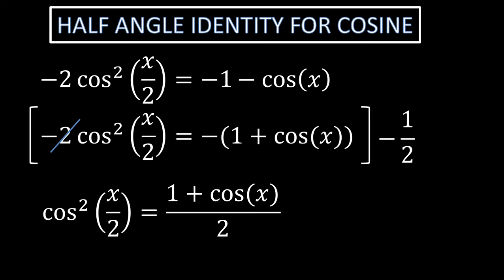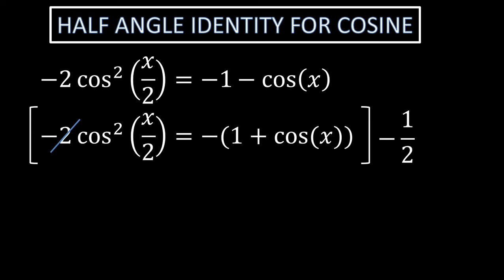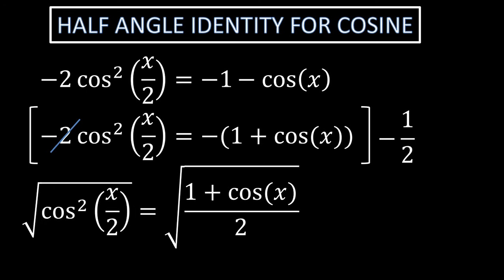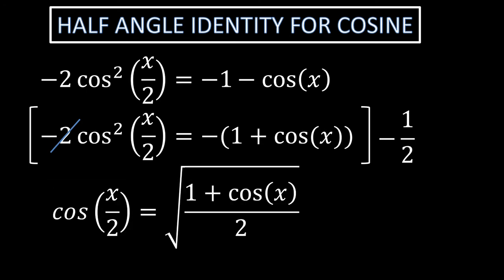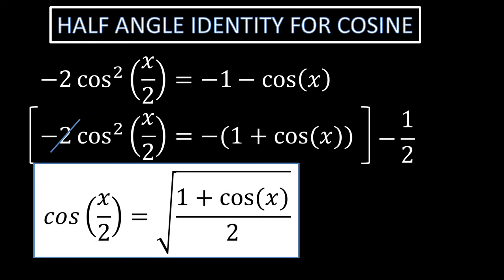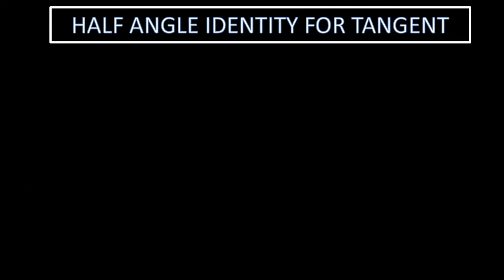And then, may square ulit yung cosine. So, I will remove that by squaring both sides of the equation. Matatanggal na yung square ng cosine. And then, ito na, cosine of x over 2 is equal to the square root of 1 plus cosine of x over 2. So, ito na yung half angle identity ng cosine. So, what about the half angle identity for tangent?